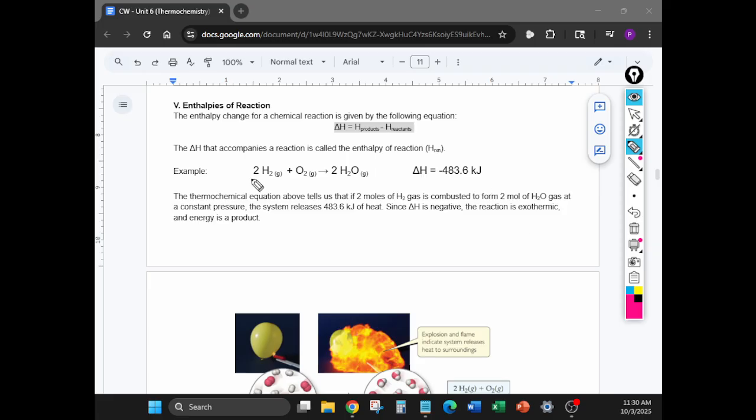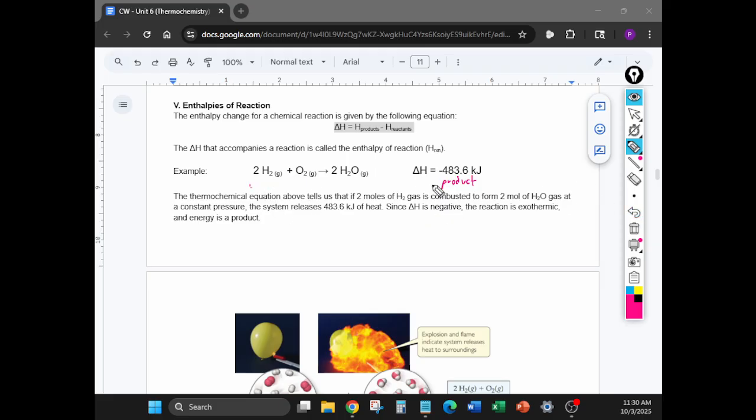Okay, so let's say we have this reaction right here. It's the combustion of a hydrogen gas. And then if you look, the enthalpy is negative 483 kilojoules, right? Basically what it's telling you is that energy here is a product. You are making energy in this reaction, which makes sense, right? Because you react it, energy leaves the system. That means you are making energy using these chemicals right here.